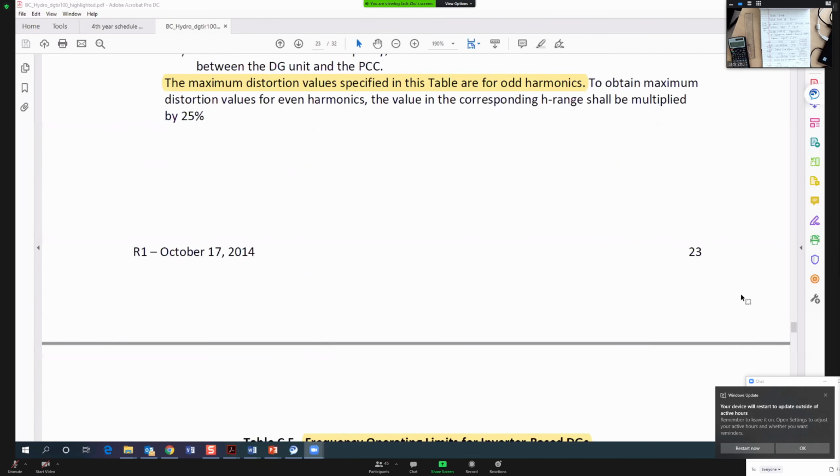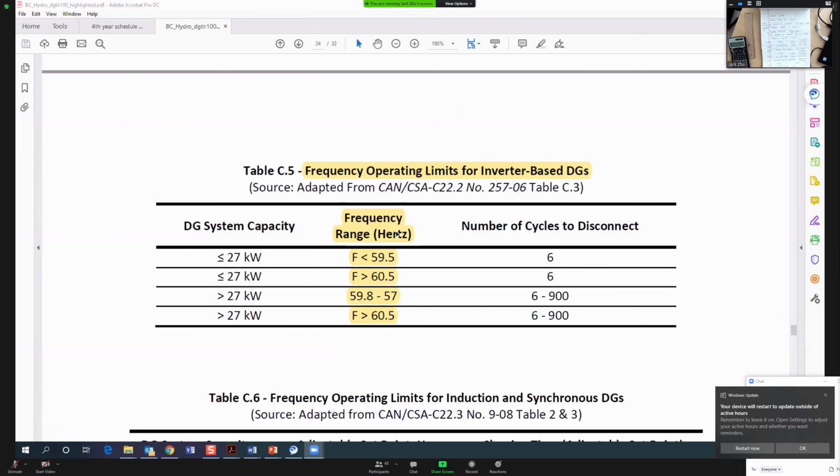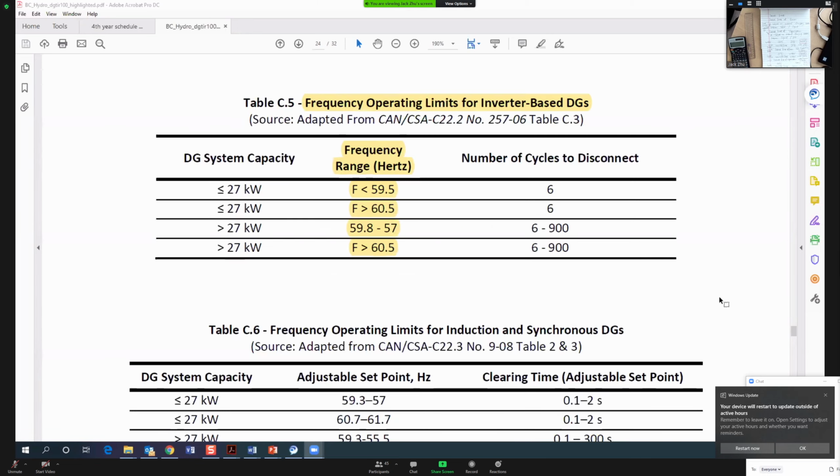The frequency operation limit. So if you're smaller than 27 kilowatts, your lowest frequency is 59.5 and highest frequency is 60.5. If larger than that, that's the range there. If you're over the range, you have to disconnect your system from BC Hydro. So that's the limit for your frequency range.